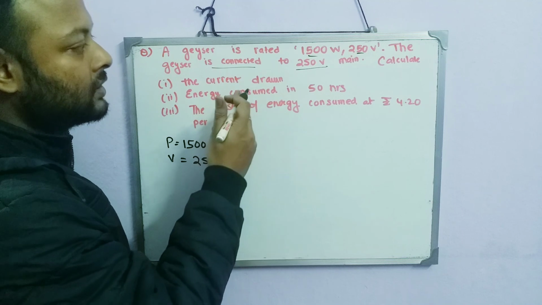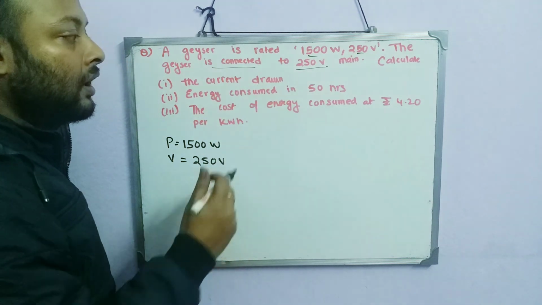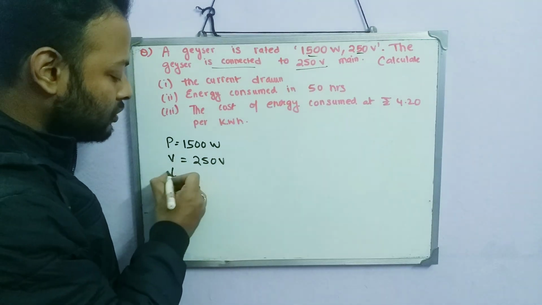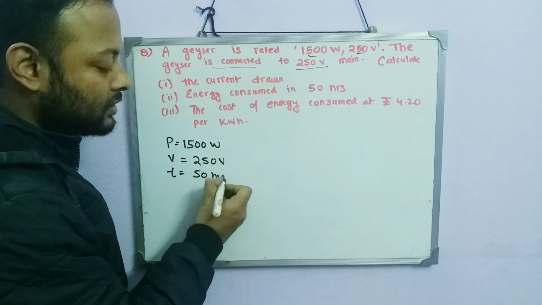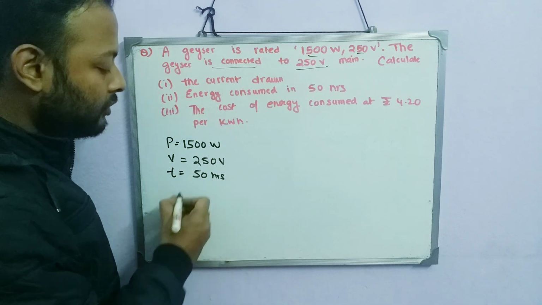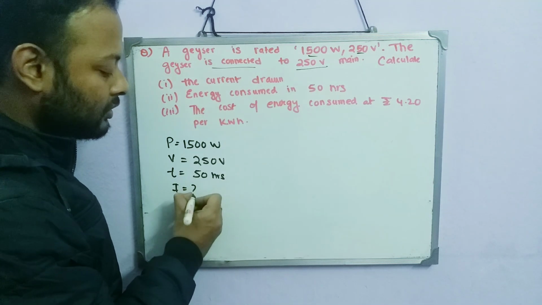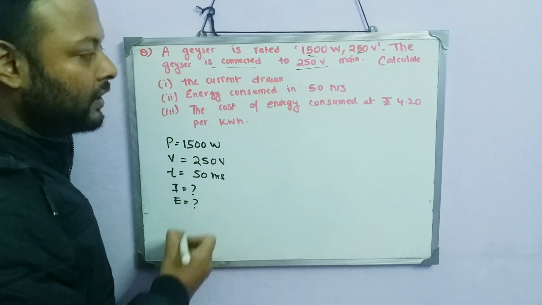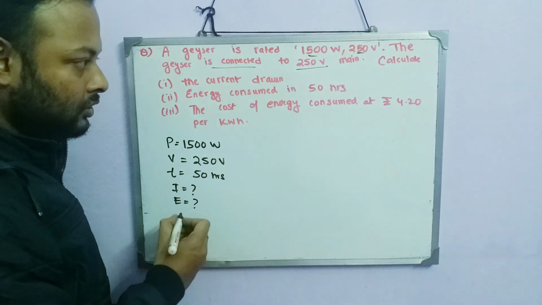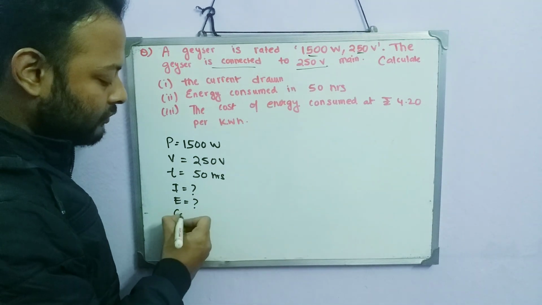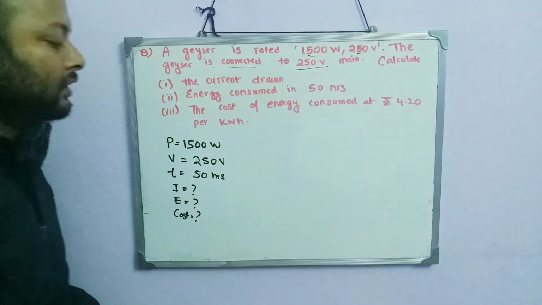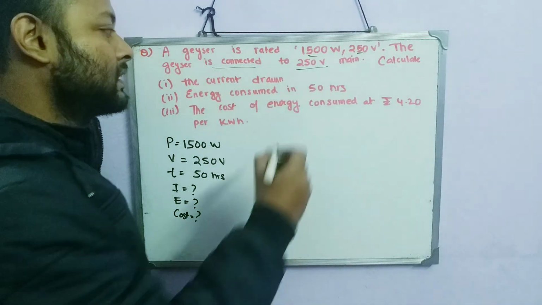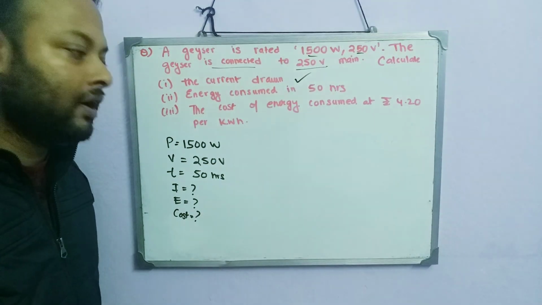Now my first question is the current drawn. Second question is energy consumed in 50 hours. So time is also given, 50 hours. So first question is to calculate the current. The energy consumed in 50 hours. So energy I have to find. And the cost which is given at 4. I also have to find the cost. So these are the three values which are given and these are the things that I need to find. So let's start with the first question. I have to find the value of current.